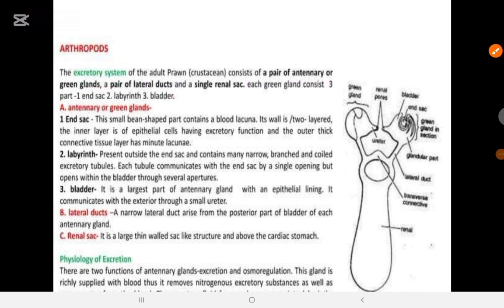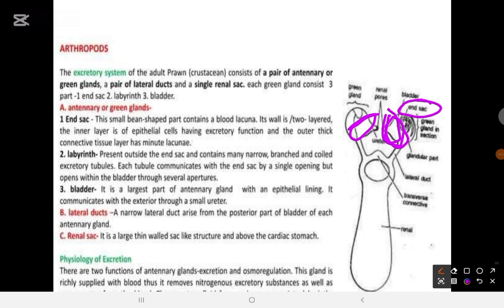Okay. Now each green gland consists of three parts: one end sac, two labyrinth, and three the bladder. So they have the end sac. You're going to see them here. You have the end sac, you have the labyrinth, and the bladder. So this is the bladder here. This portion here, and this portion here. Okay. All right. So that's pretty much it.